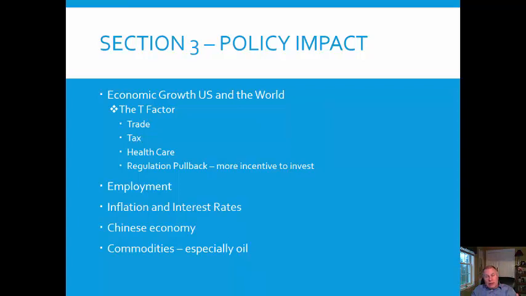The tax, we'll talk about that. Healthcare, regulation pullback, which gives us more incentive to invest. But there are unknowns there because we don't know where it's going. Employment, as I said, we're at full employment. Inflation and interest rates, the Chinese economy, and commodities, especially oil, will come in.